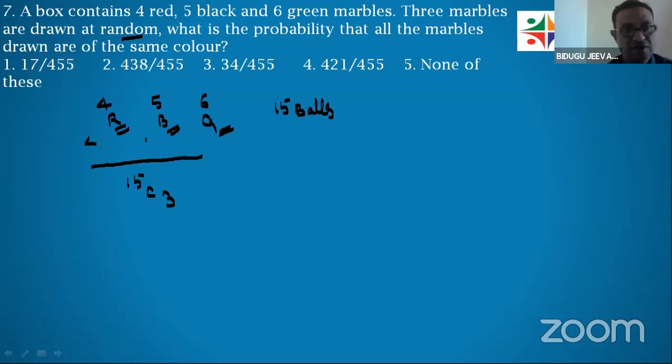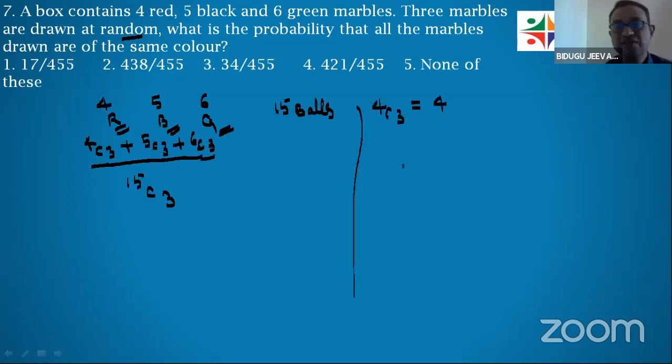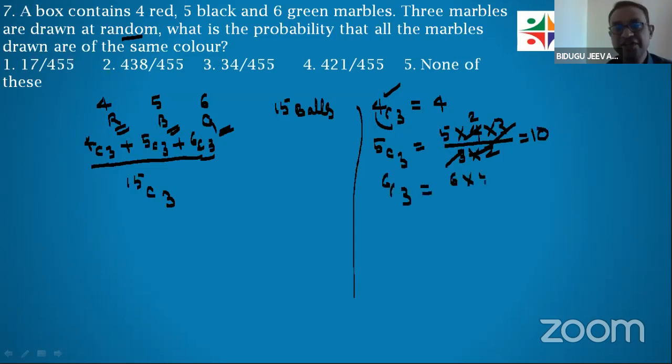Now my calculations are very clear. Let me write directly. 4C3 is nothing but 4. When the difference is 1, you take the upper one. Now 5C3, right? 5 into 4 into 3 divided by 3 into 2. So it's nothing but 10. Next 6C3, 6 into 5 into 4 divided by 3 into 2 into 1 gets cancelled, it is 20.